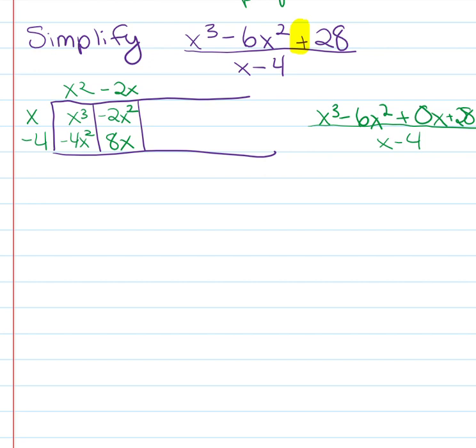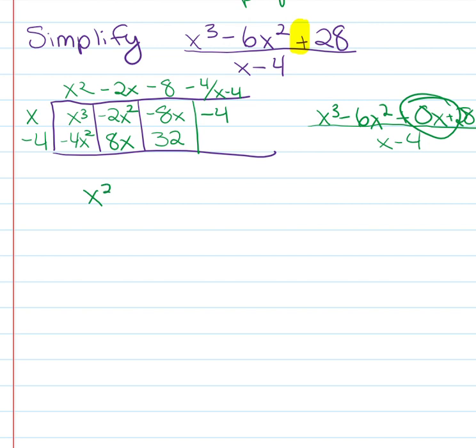Our next goal is 0x. So remember, we're trying to get to this 0x, so minus 8x. And then above, we will have minus 8 and positive 32. And then we're trying to get to 28. So we'll have minus 4, so minus 4 over x minus 4.